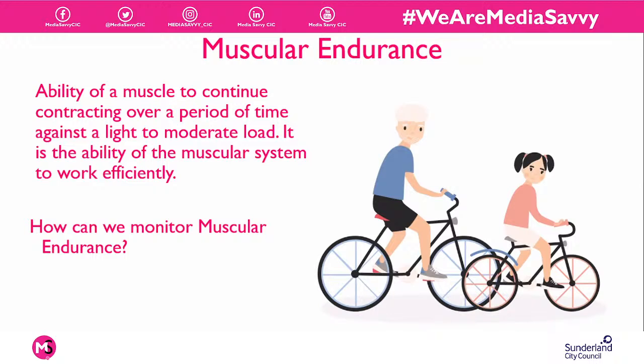So again, how do we get the body better at doing something? Well, we make it do it and get it used to doing it. So how do we monitor muscular endurance? Obviously, again, we need our reading when we first start. We need our day zero result.